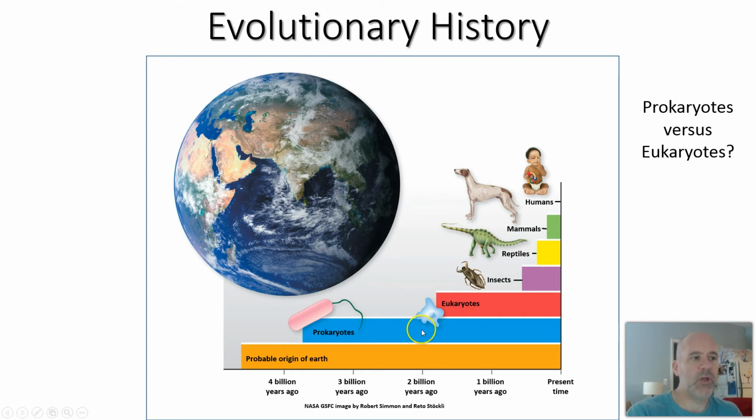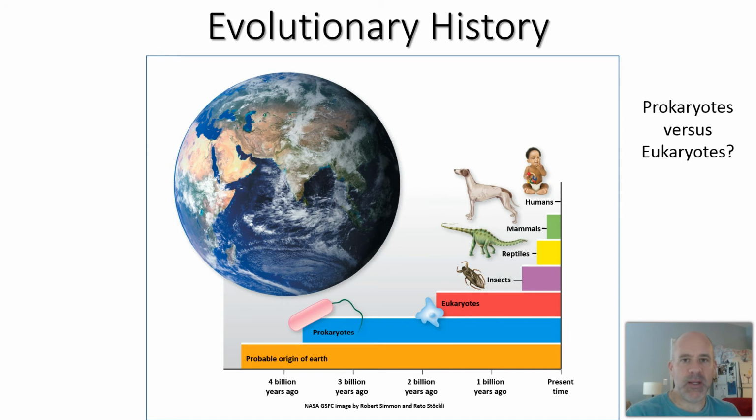Now, when did the first eukaryotic cells appear? These are generally larger and more complex on the interior, and somewhere close to 2 billion years ago, the first eukaryotic cells developed on the planet. Those were also single-celled organisms.